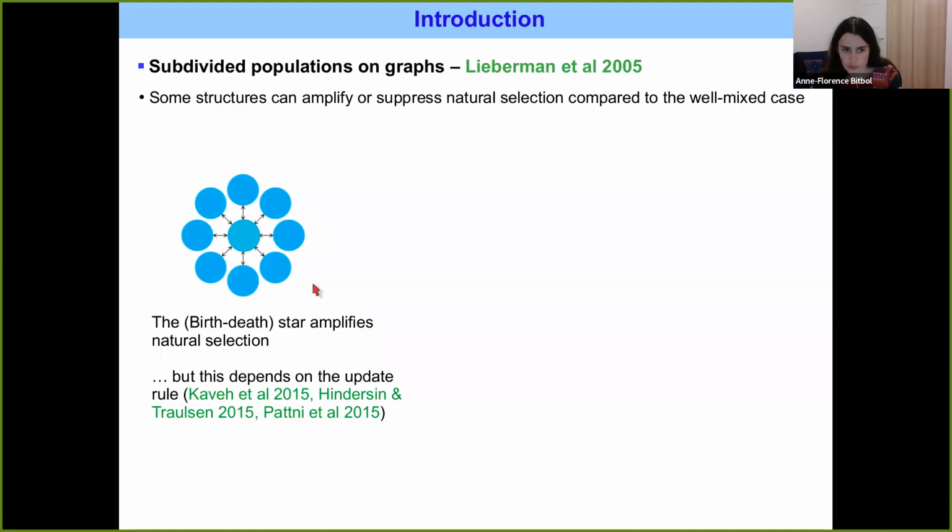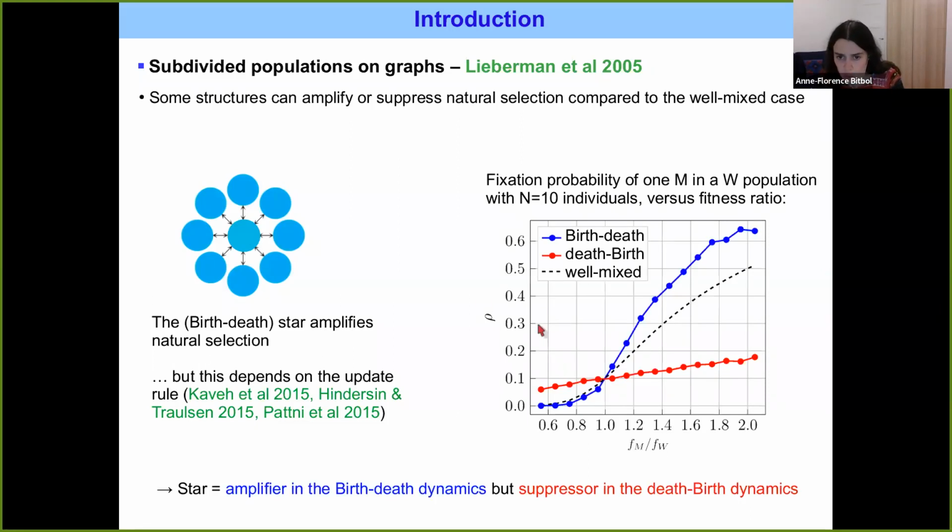And it was shown that this star, if we are in the birth-death update rule framework, amplifies natural selection. So what do I mean by amplifying natural selection? Let me show you this plot. This plot is a simulation of evolution on this star. Here we are showing the probability that the mutant takes over versus the ratio of the fitnesses, mutant to wild-type fitness. If this ratio Fm over Fw is larger than 1, it means that the mutant is fitter than the wild-type, that it has more chances to divide than the wild-type. Conversely, if Fm is smaller than Fw, it means that the mutant is deleterious, it has less chance to divide than the wild-type.